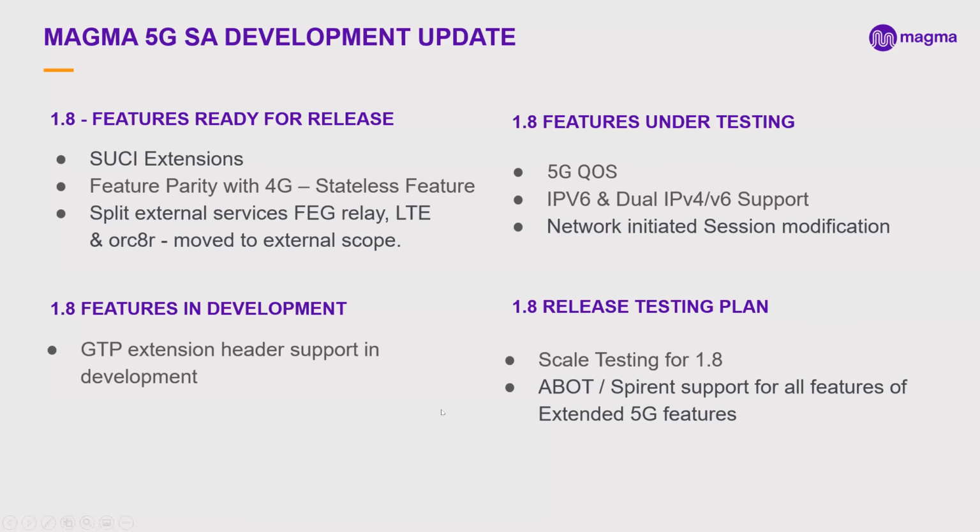So these are the 5G Magma 5GSA developments we are working on. We are targeting all the features we see here in the 1.8 release, and the status is up here. The 3 features are ready for release, as you can see here: SUCI extension, feature parity with 4G stateless feature, and splitting the FAG and orchestrator, the port splitting. And then we have a GTP extension, which is still in development.